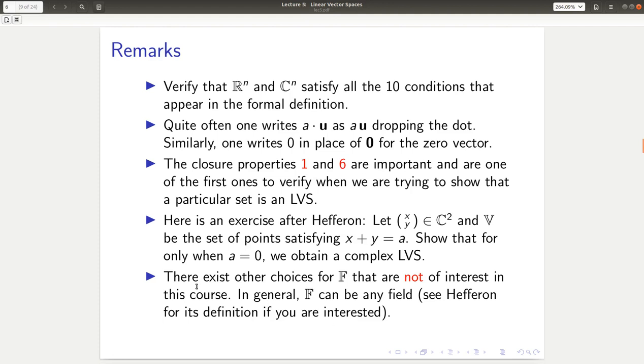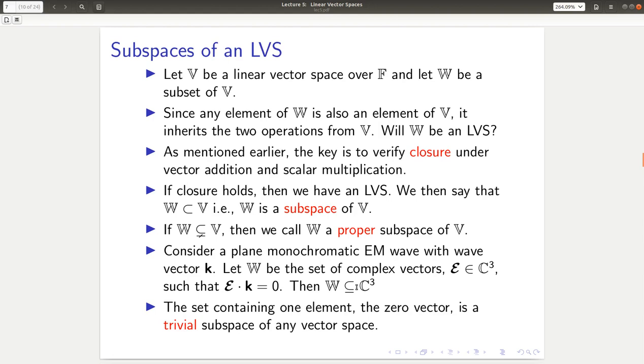Another thing I have not mentioned here is there exist other choices for F that are not of interest in this course. In general, F can be any field, and if you want to know what a field is, see Hefferon. I think it's in the chapter 2 appendix or something for its definition if you're interested. People in computer science will encounter other finite fields and things like that.